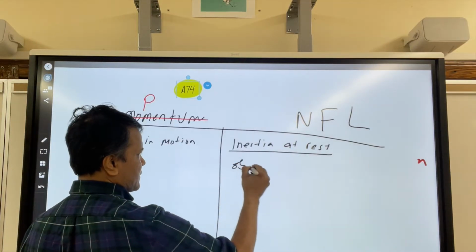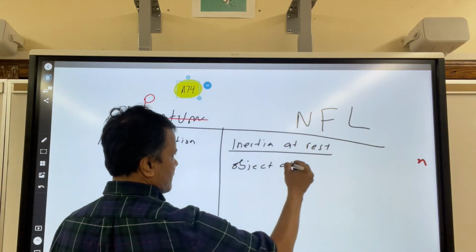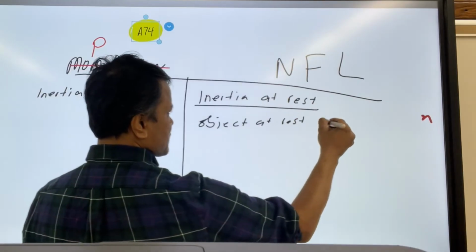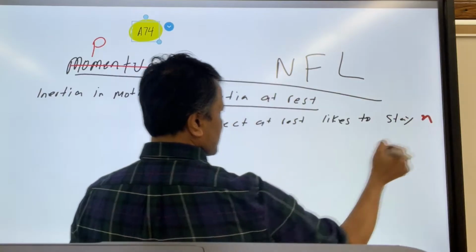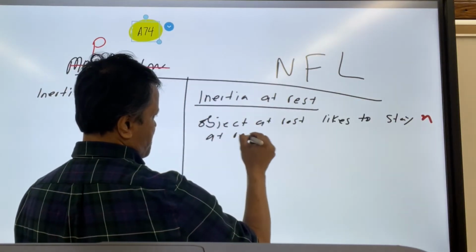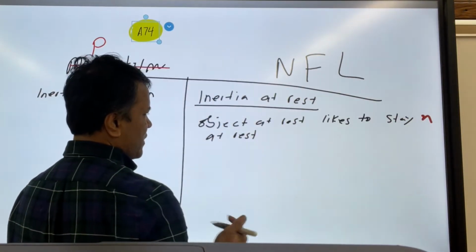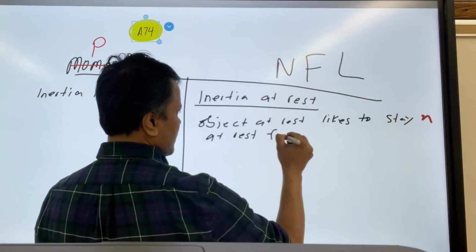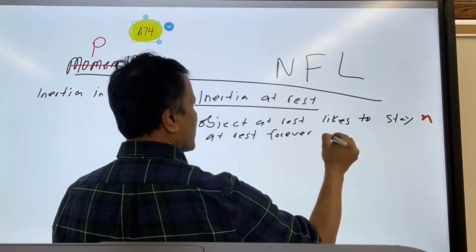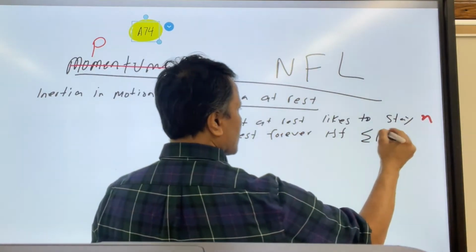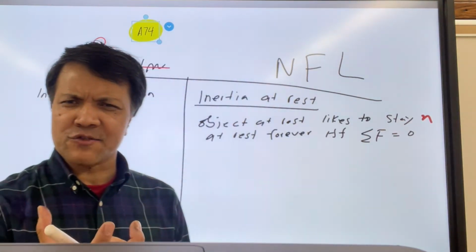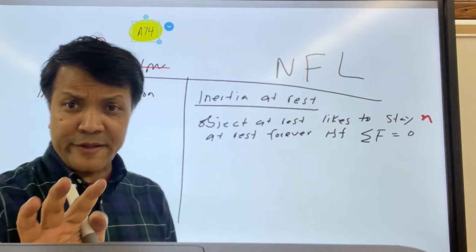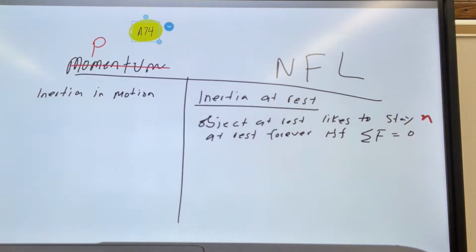An object at rest likes to stay at rest forever if and only if the net force is 0, right? If net force is 0, an object at rest likes to stay at rest forever without any exception. What does momentum tell us? Momentum tells us the same thing.